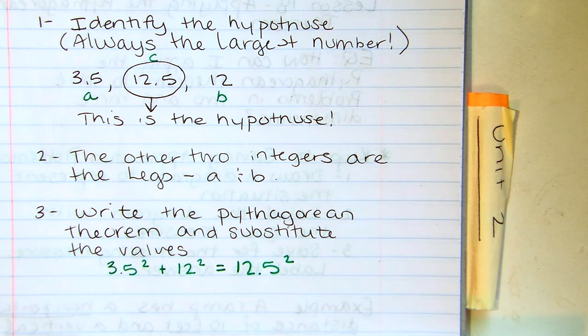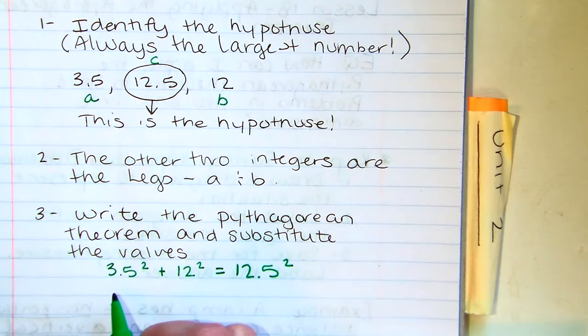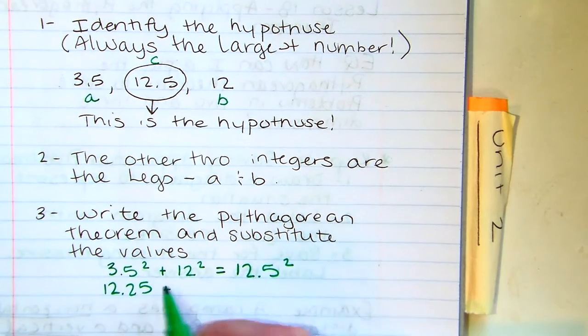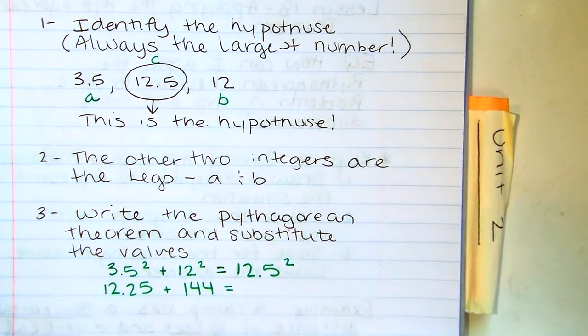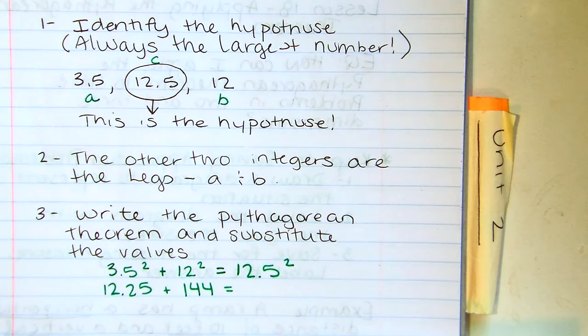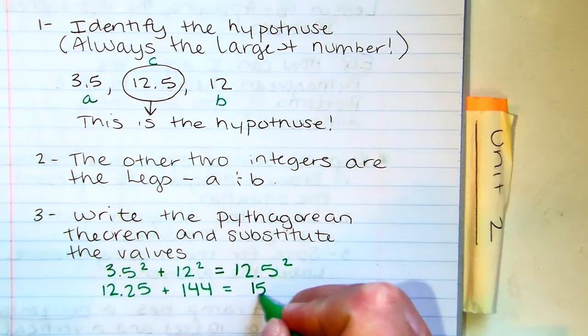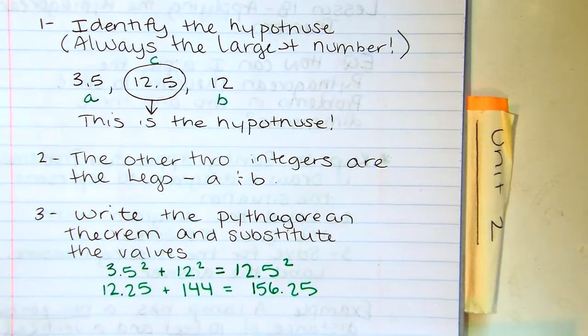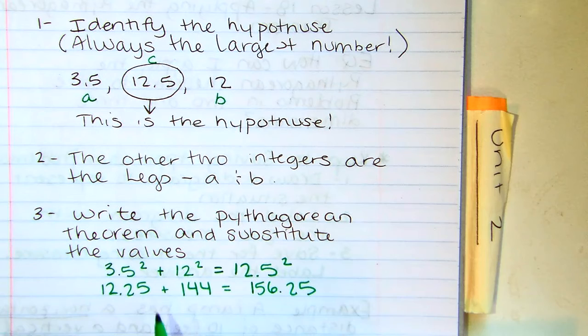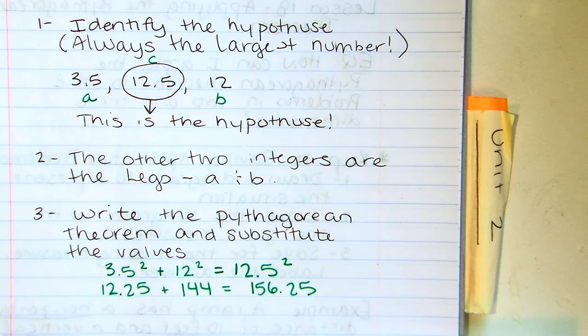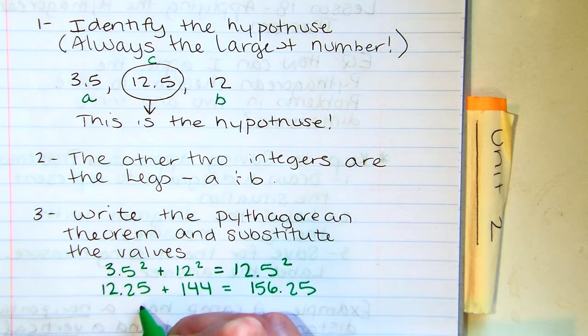Now I'm going to find out what 3.5 squared is. Let me get my calculator. Here we go. 3.5 squared is 12.25. Plus 12 squared, which is 144. And that needs to equal 12.5 squared. And 12.5 squared is 156.25. Now, I'm going to add the 12.25 and the 144 together. And when I do that, I do happen to get 156.25.